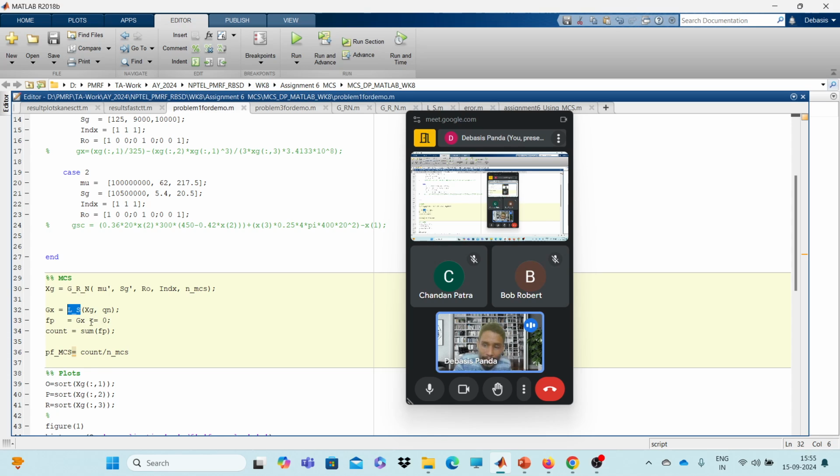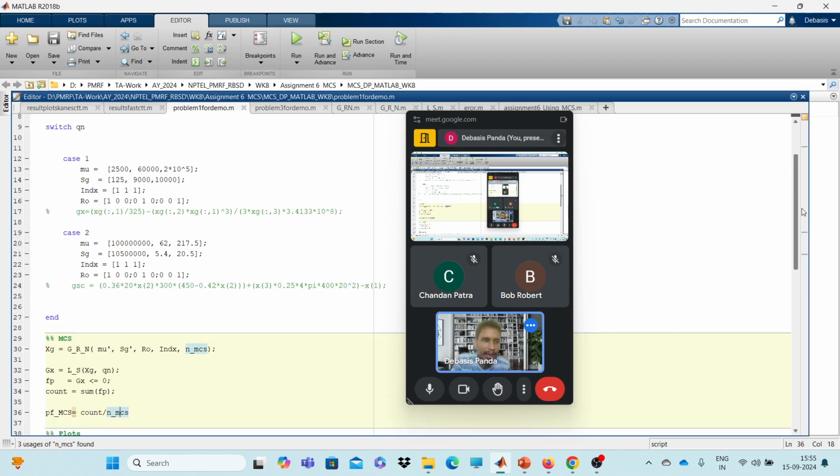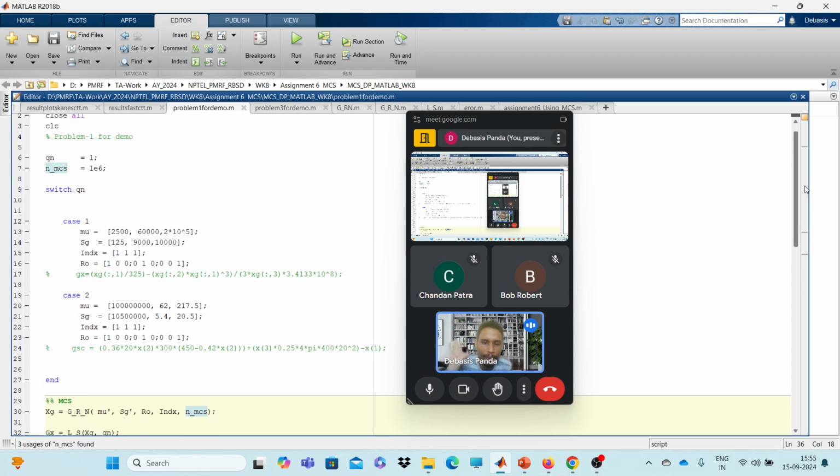Each and every time it is checking how many times my limit state is getting less than or equal to 0. Then it counts, sums it. That means in count you will get all the failures of the limit state, or how many times your limit state failed as per these random samples. Then what will you do, count divided by n mcs, that means the number of simulations, whatever I have provided.